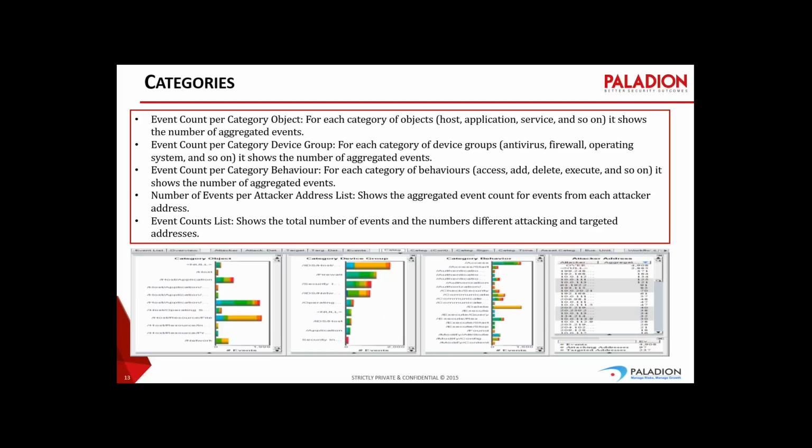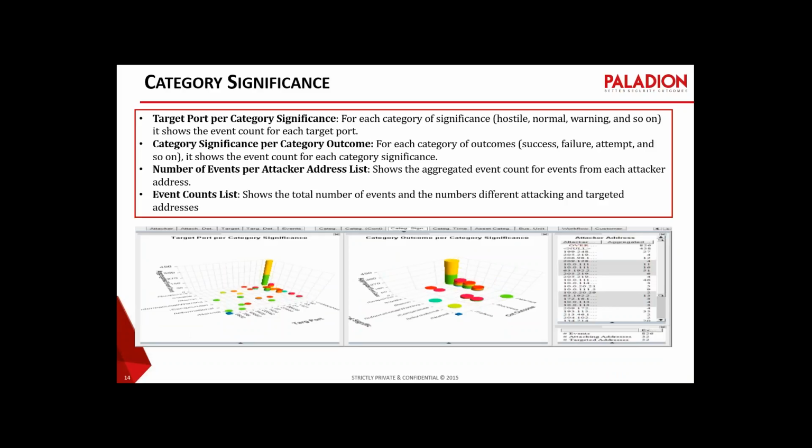It's an extension of the previous screen. This gives you more understanding of the target port category significance. What we've done here is map this into a 3D chart against target port. We see the ports on the x-axis, the category significance on the y-axis, and the count on the z-axis. That's how we've done that.